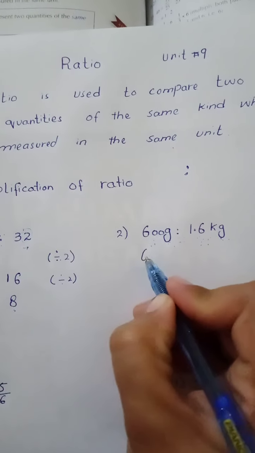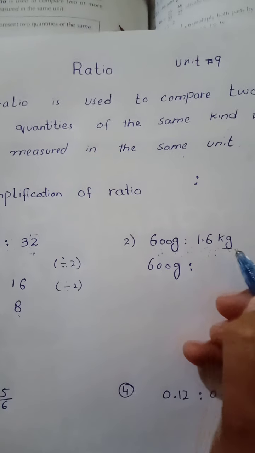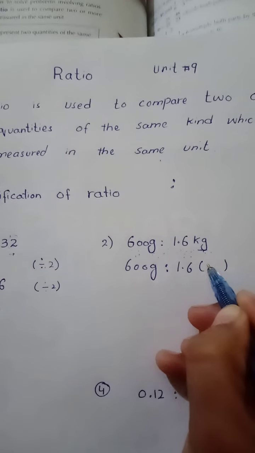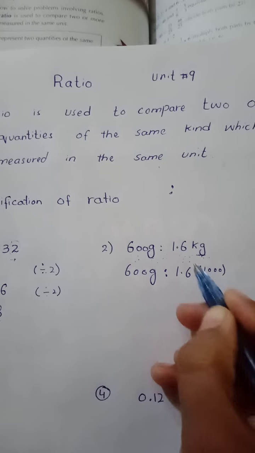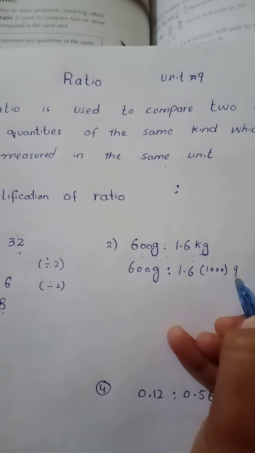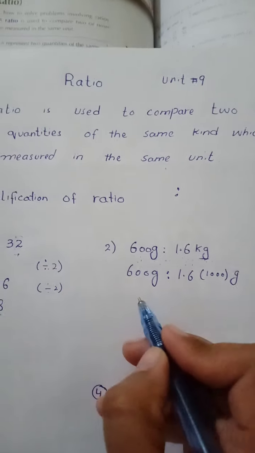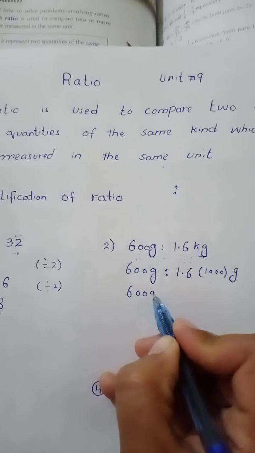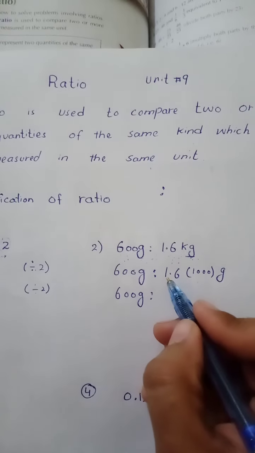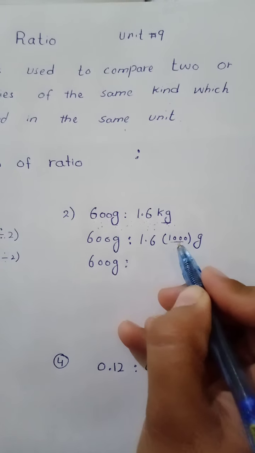And you all know how we can convert kg into gram. How many grams are in 1 kg? 1000. So 1.6 kg means 1.6 times 1000 gram. Now both quantities are in gram. Is it clear? So 600 gram ratio, and you all know the direct multiplication of 1.6 with 1000. How do we multiply them?